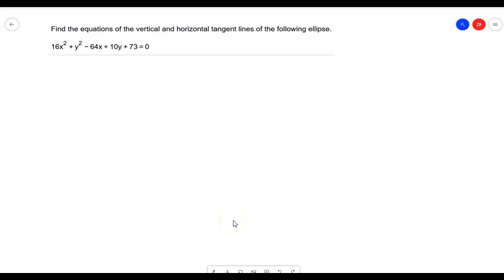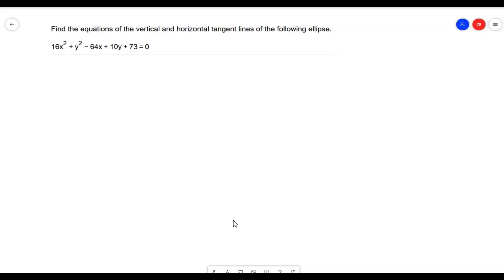Hey, this is Mr. Beckstrom, and I want to take a look at number 4 from section 3.8. This is on implicit differentiation. It says find the equations of the vertical and horizontal tangent lines of the following ellipse.